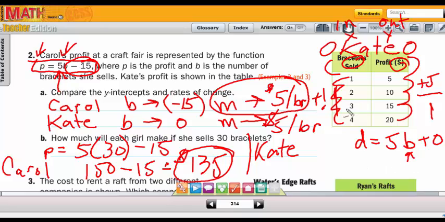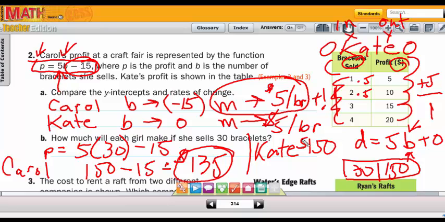But another way we could look at this, we could recognize that we're just taking 1 and multiplying it times 5 to get this answer here. 2 times 5 gives us 10, and we can just go right down to our cell, way down here somewhere. We would have 30 times 5 would be 150, or again, put that value into our equation. 30 times 5, 150. Kate is going to make $150, and Carol makes $135.